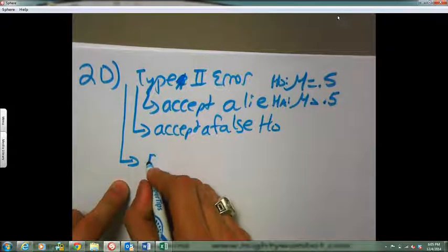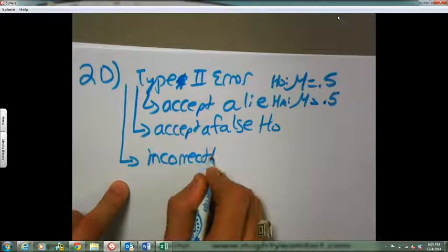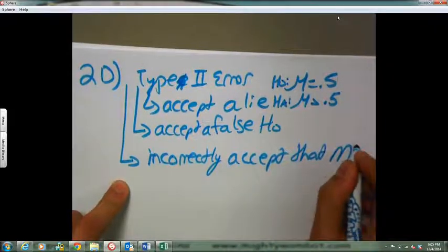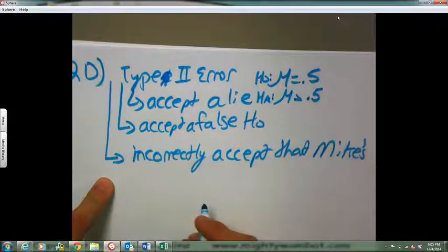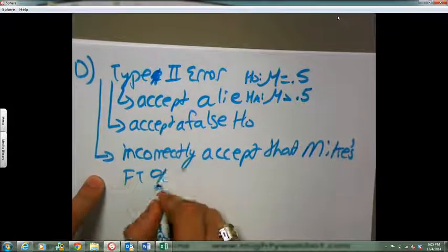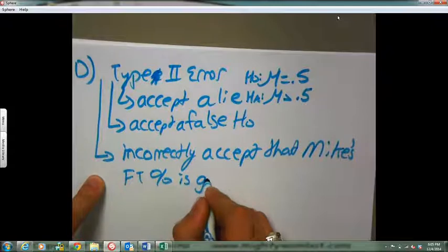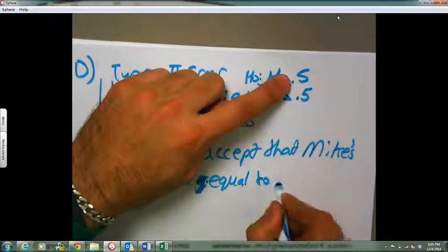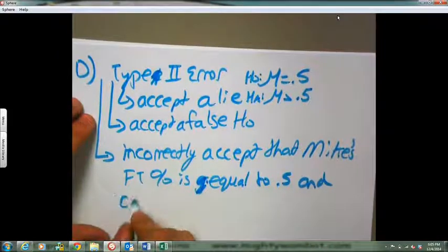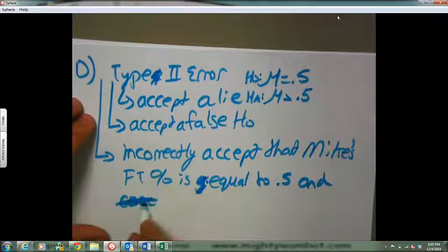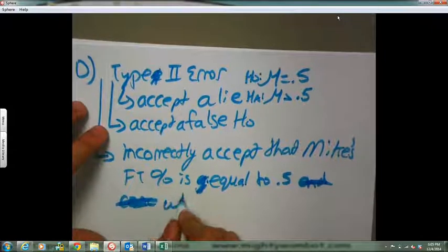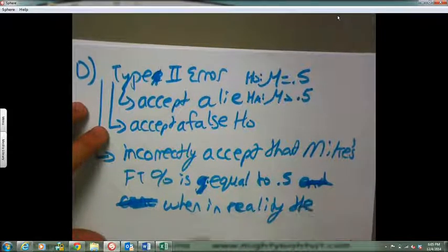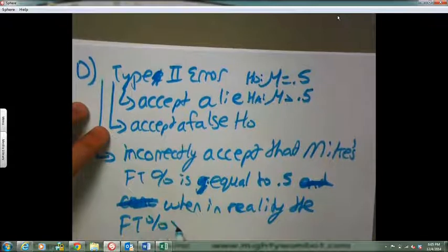We incorrectly accept that Mike's free throw percentage is equal to 0.5, when in reality the free throw percentage is greater than 0.5.